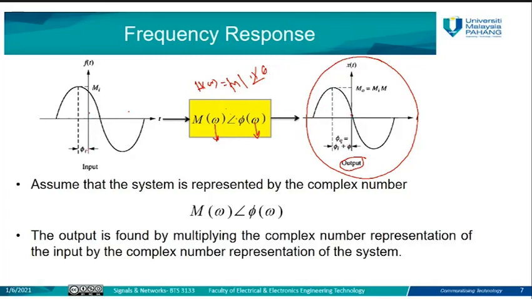So the phase angle for the output equals the phase of V in, which is the original one, plus phi. This angle phi comes from the components of our electric circuit. When we say components, this value of phi depends on the value of R, the value of L, the value of C.